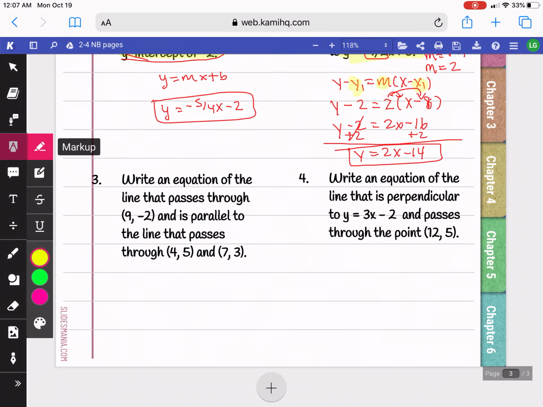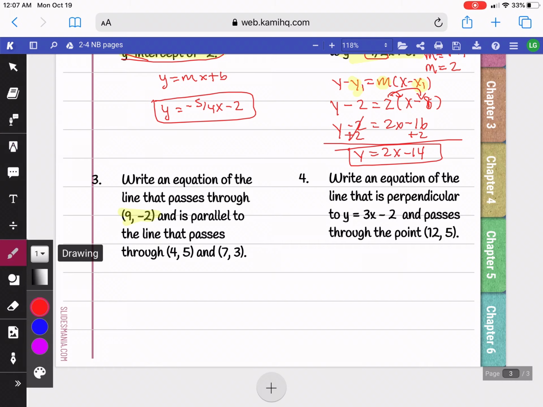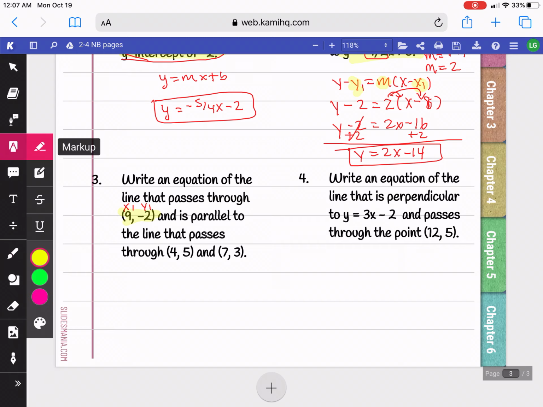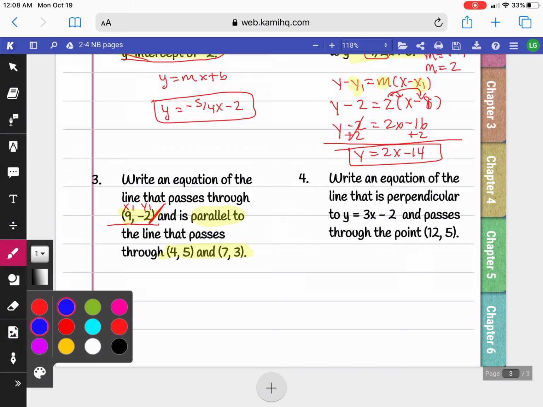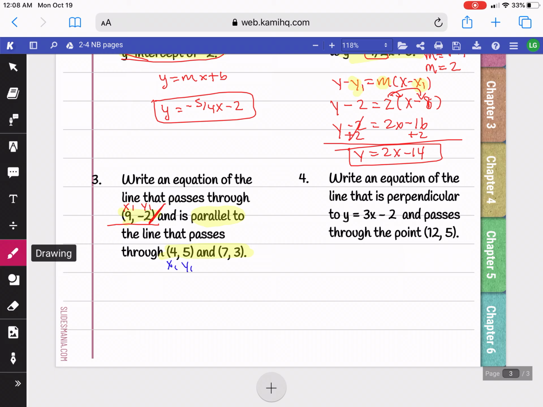Here in this next problem, it says the line passes through (9, negative 2). So that is my x1 and my y1. And then it says it's parallel to the line that passes through (4, 5) and (7, 3). So this question, they gave me the point that our new line goes through, but they gave me 2 points that the line that it's parallel to goes through. So I'm going to have to use these 2 points to find the slope and then see what a parallel slope would be. So this would be my x1, y1, and x2, y2 for the parallel line.